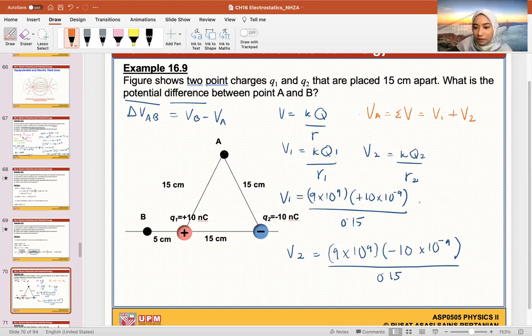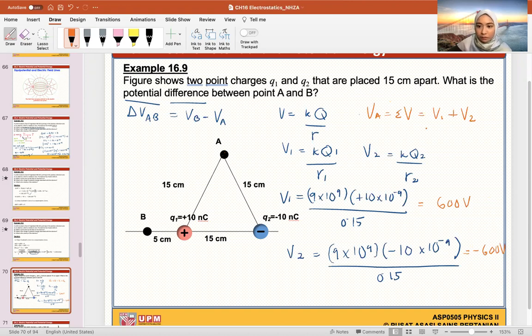Do we need to calculate? Yes, we still need to calculate. Wait, let me use the calculator. Can someone help me find V2 while I find out what V1 is? 9 times 10 to the minus 9. Oh, it's just the opposite, no need, sorry. Times 10 to the 9. 600. 600. 600. So this is positive, minus 600 volts.